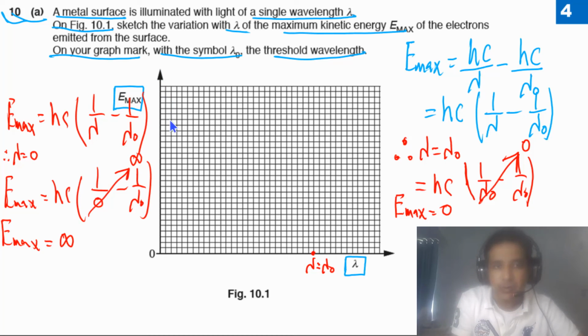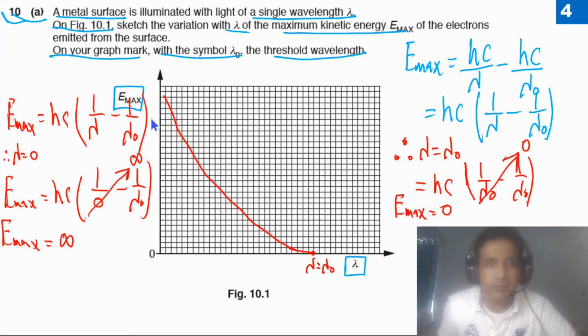So there will be an asymptote along the y-axis, and the graph will intersect the x-axis at this point. So simply we can draw the curve. It has to be a curve and it has to cross the x-axis somewhere here. So this is how you need to sketch. I hope this one is clear to you. It is a similar shape to what we have done in the last part.